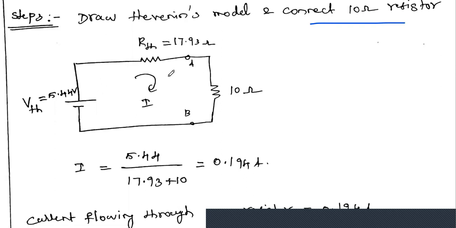Now you see the diagram. This is one single loop. So in a single loop, the current flowing you just consider as I. So what is the current flowing through this RTH? The same current will be flowing in the 10 ohm also.